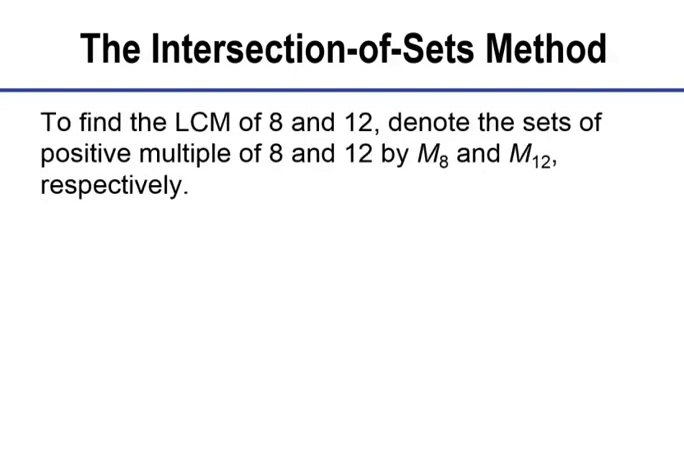So to find the least common multiple of 8 and 12, denote the sets of positive multiples of 8 and 12 by M8 and M12 respectively. If we do this by hand, here we go. So we have M8. Let's list all the multiples of 8. I promise I won't forget one this time.